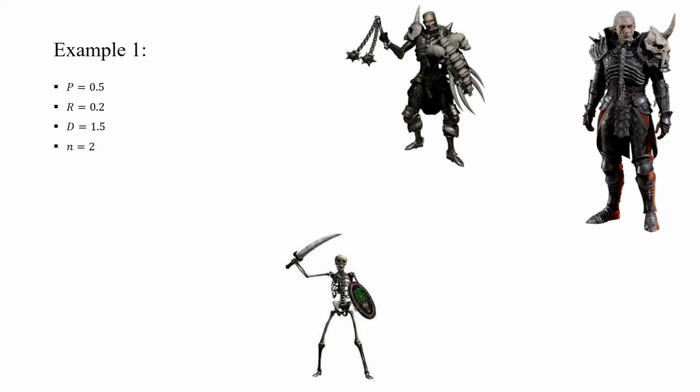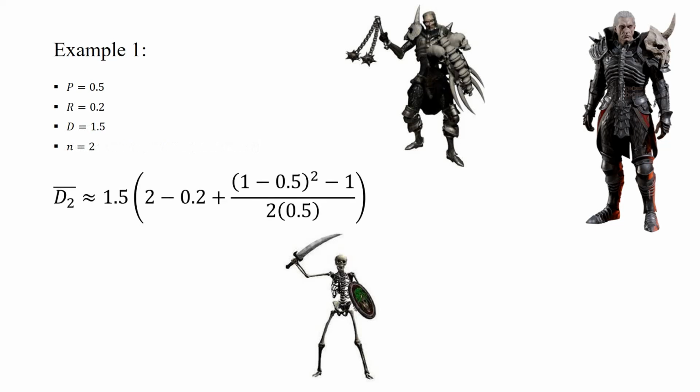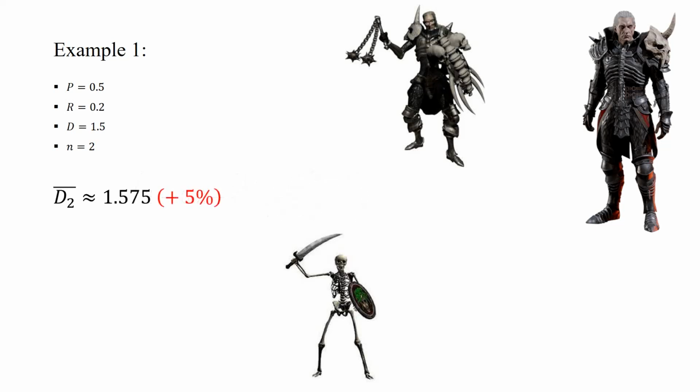So let's plug this into our equation, right? So we have D sub 2 bar, right? The analogous mean physical damage per hit is given by this equation. And we get 1.575, right? And it's worth noting that this is a 5% increase in the mean mitigated, that is resulting physical damage we would have otherwise dealt to the target without a chance to cast Amplify damage.